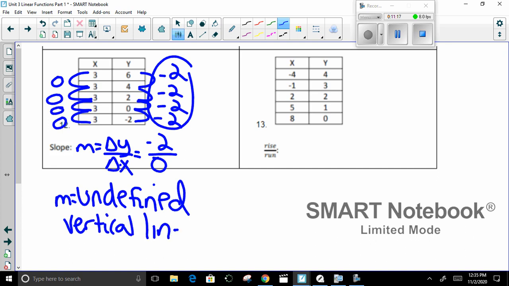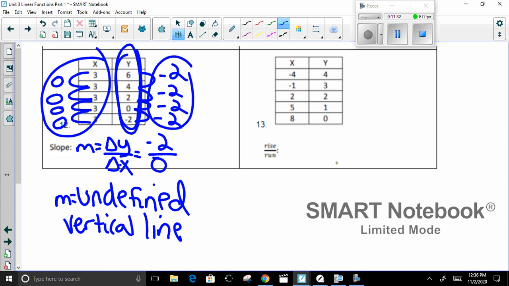A vertical line is not going left or right at all. It's only going up or down. So if it's not going left or right, it's not changing at all on the x-axis. But it certainly is going up or down, so it's changing on the y. That is an undefined slope.